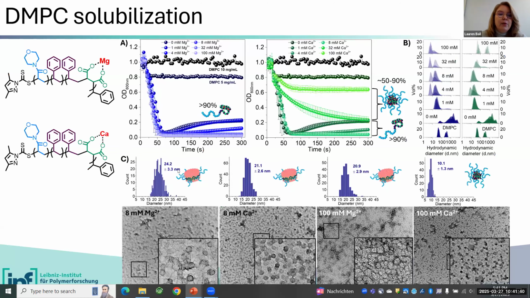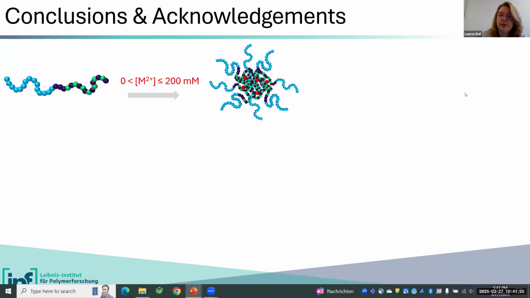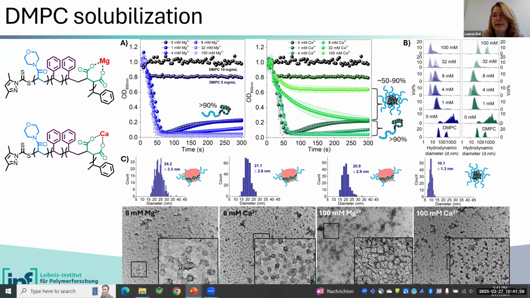We repeated this analysis for SMA PNAM copolymers with both magnesium and calcium, and alternating SMA is generally known to be pretty poor at solubilizing DMPC vesicles, and we can see that here in the DLS data at 0 millimolar. So we have slight disruption of our vesicles, but it's definitely not a successful solubilization. But as we start increasing the amount of magnesium or calcium in some respect, we get a shift to smaller hydrodynamic diameters, which would suggest we have successful solubilization.